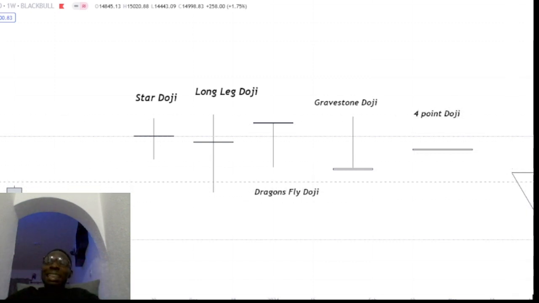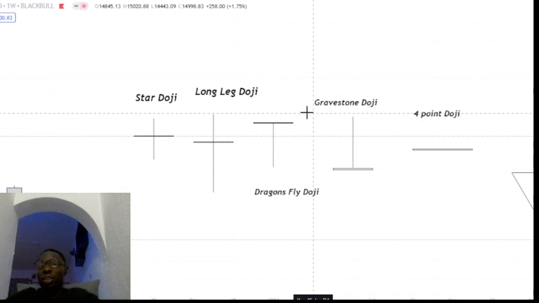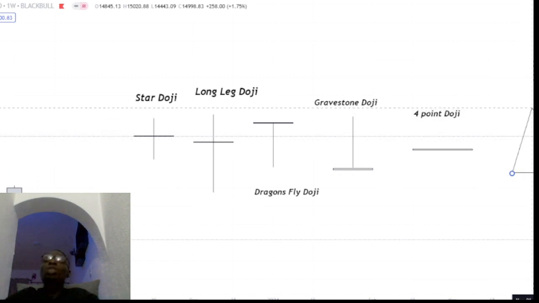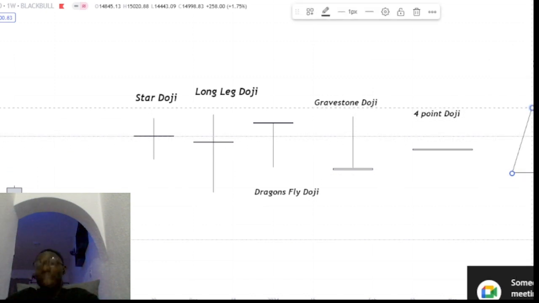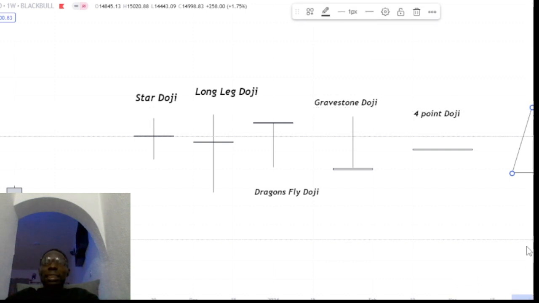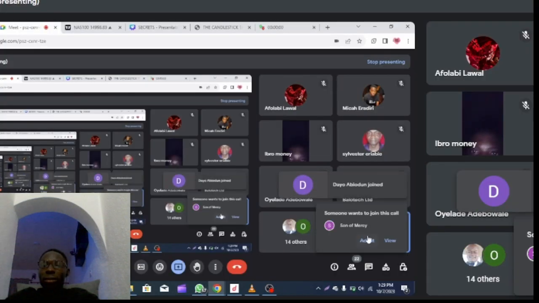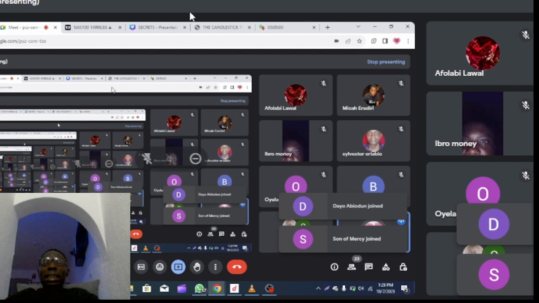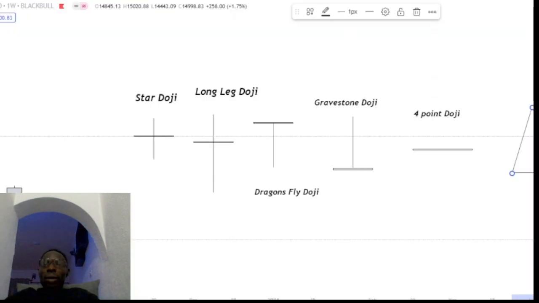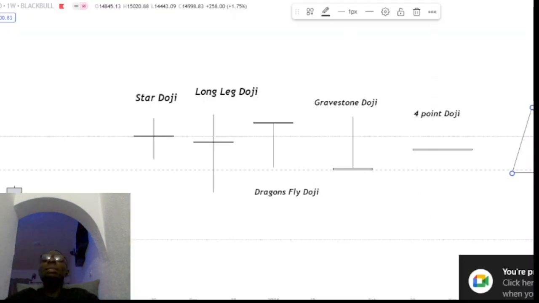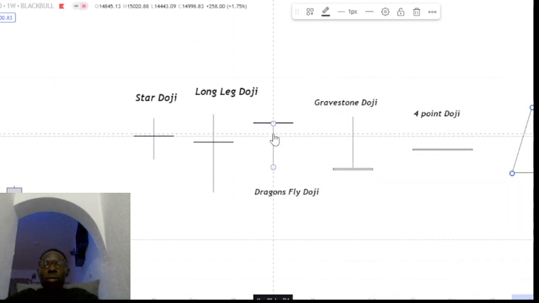Okay, now this is the dragonfly. You can see, look at that, dragonfly. Then the gravestone is the vice versa of the dragonfly. I will also trade this on a key resistance, on a key resistance. I will trade it on a key resistance, with the same sentiment as the dragonfly.